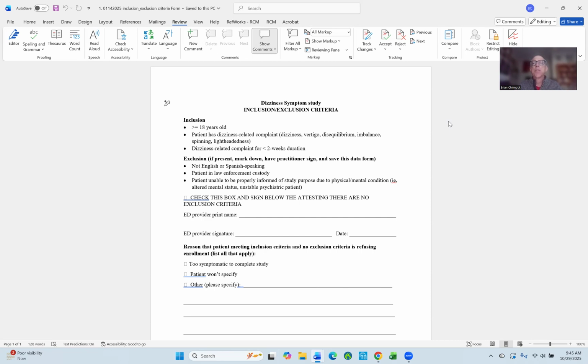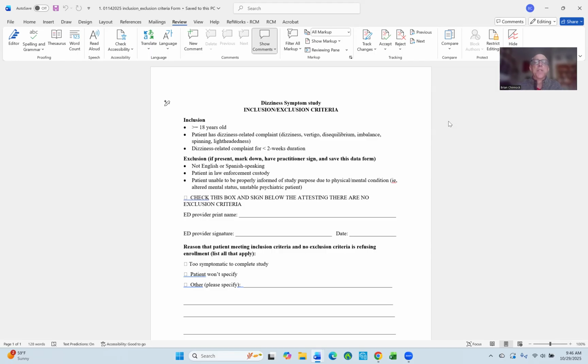With any of those complaints, but particularly the dizziness and vertigo, the next step would be to wait until the patient has been seen by a provider. Perhaps it's just the person who saw them up at triage, up at Pat 1. But as long as they've seen them, you can still approach them at that time and at least see if the patient meets the inclusion-exclusion criteria.